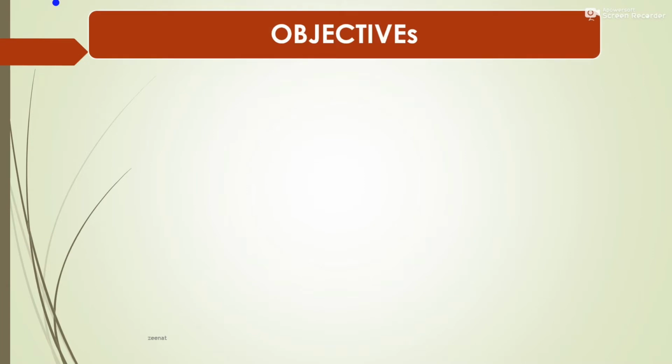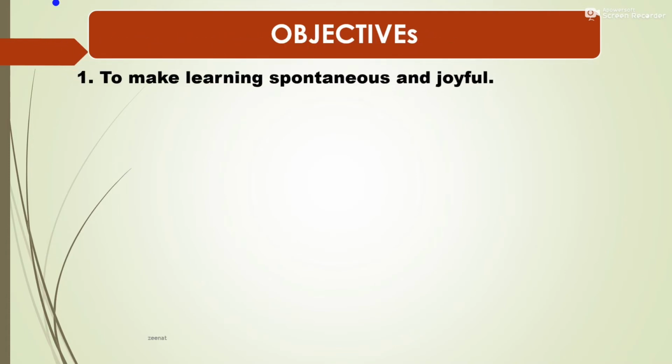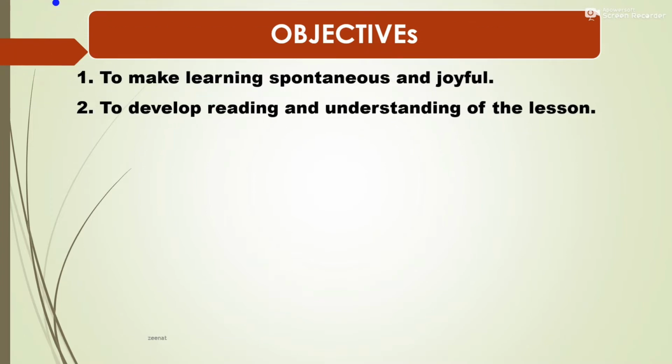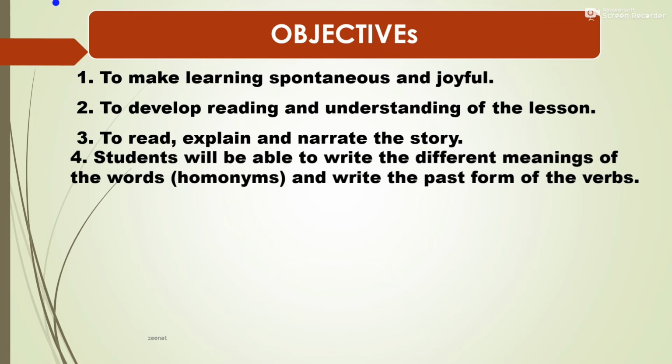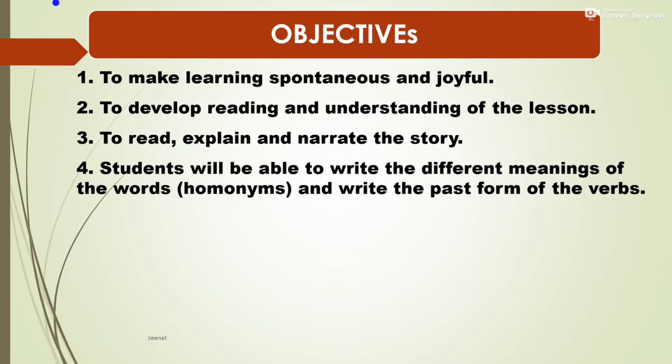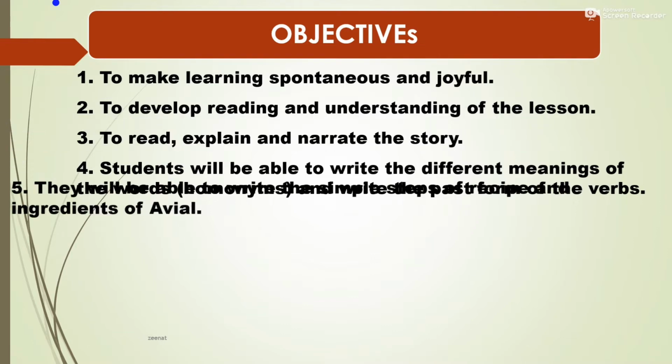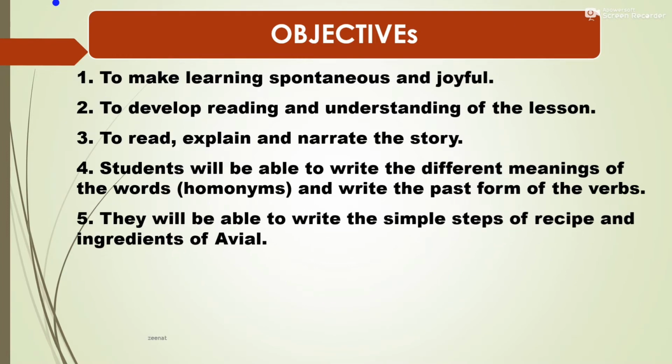So first of all, we will know what are the objectives of today's lesson. Objectives of today's lesson are: first, to make learning spontaneous and joyful, to develop reading and understanding of the lesson, to read, explain, and narrate the story. Students will be able to write the different meanings of the words, those are called homonyms, and write the past form of the verbs. They will be able to write the simple steps of recipe and ingredients of Avial.